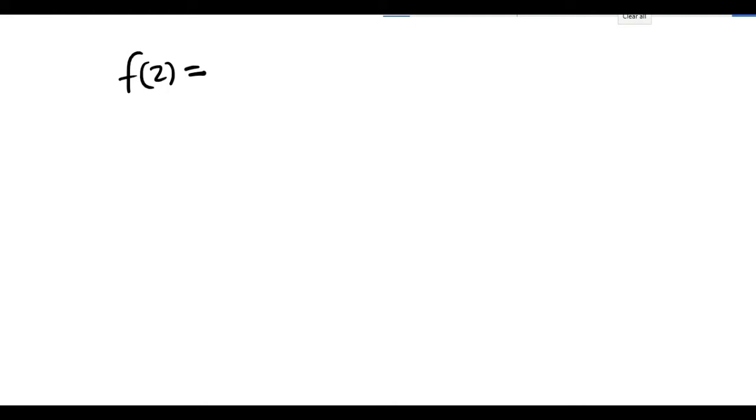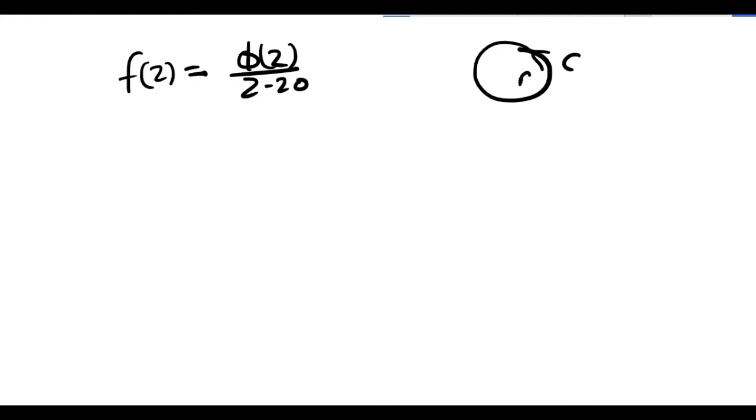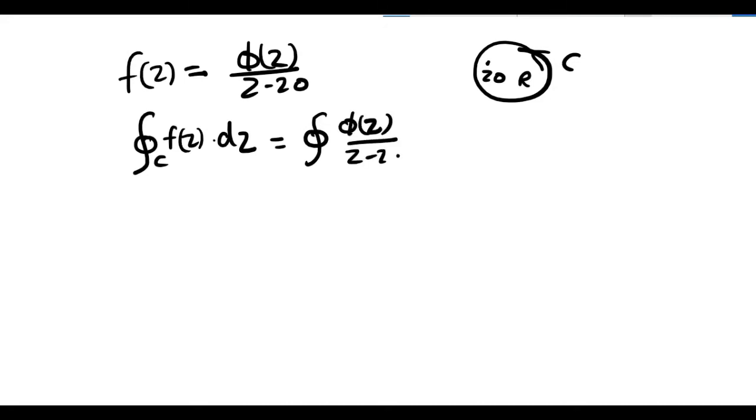Let f(z) be in the form phi(z) upon z minus z0, where phi(z) is analytic at every point within and on a simple closed curve C, and z0 is any point inside this curve. Then the integration of f(z) dz over this curve is equal to the integration of phi(z) upon z minus z0 dz, which is equal to 2 pi i phi(z0). We are going to replace z by z0.